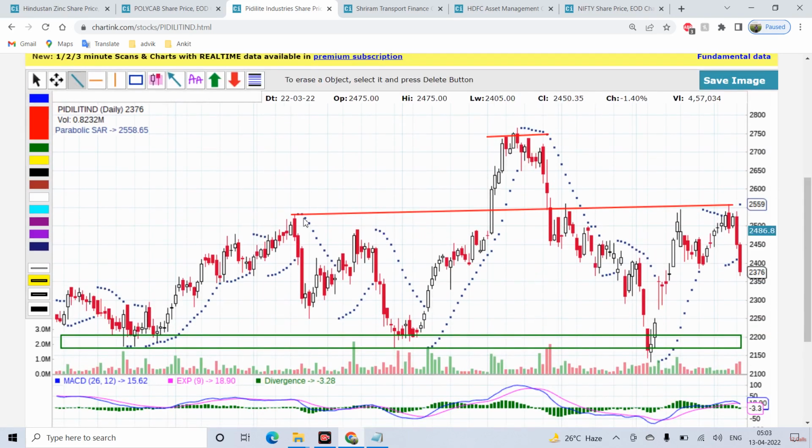Another setup that we see here is a head and shoulder pattern on Pidilite, which is kind of a negative setup. So if this is a shoulder, then there is a high possibility that from this point it comes down and tests 2200.